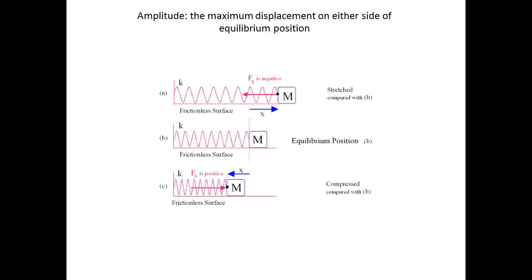Now we can see that amplitude is the maximum displacement on either side of the equilibrium position. You can see in the diagrams that the maximum displacement is shown in diagram A and diagram C. Both represent the amplitude, and diagram B represents the mean position, which is the equilibrium position. So diagrams A and C both represent the amplitude.